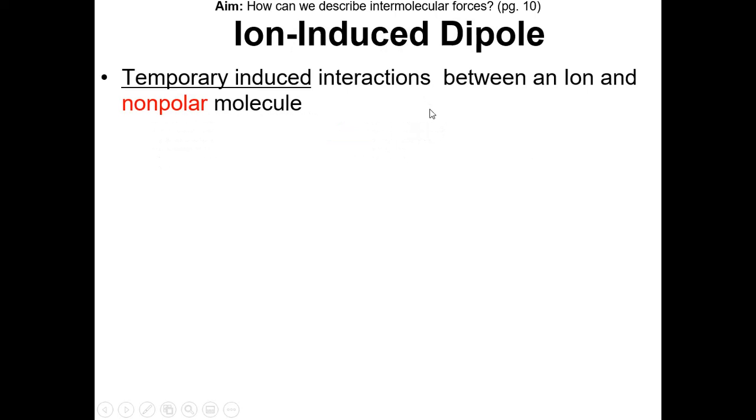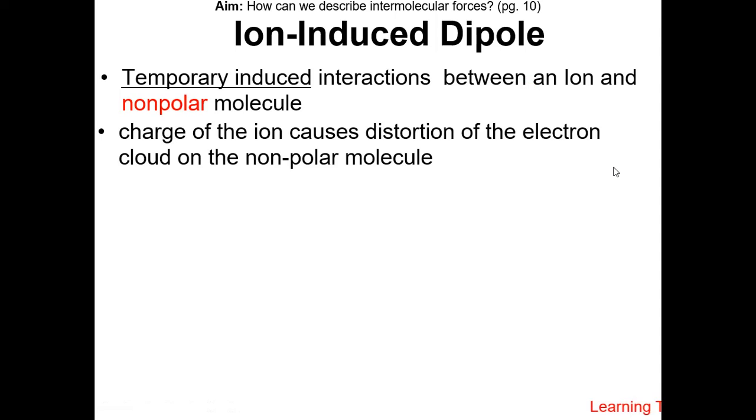The next intermolecular force is the ion-induced dipole. It's a temporary induced interaction between an ion and a nonpolar molecule. Temporary means a short time, so only when the nonpolar molecule and the ion are close to each other. If they're far away, you will not see this interaction. It is induced, or caused, when the charge of the ion causes the distortion of the electron cloud in the nonpolar molecule. Let's look at an example.